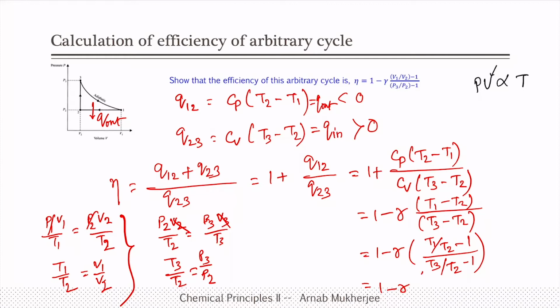which means I can write 1 minus gamma T1 by T2 is V1 by V2. So, V1 by V2 minus 1, and T3 by T2 is P3 by P2 minus 1. So, this is our answer, right.